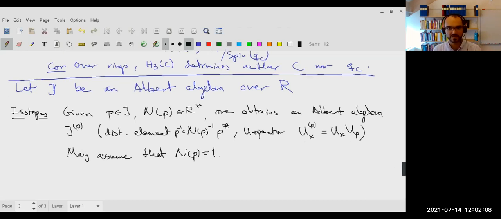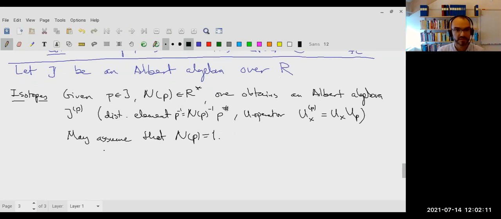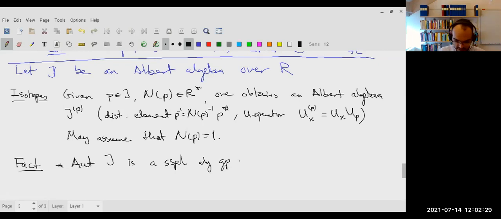Okay. So now, how does all of this fit into algebraic groups? Where do the algebraic groups come from? So here come some facts. The automorphism group of J, of any Albert algebra, is a semi-simple algebraic group over R of type F4. This is known. It's also known that every group of type F4 arises in such a fashion. So let us call this group H.